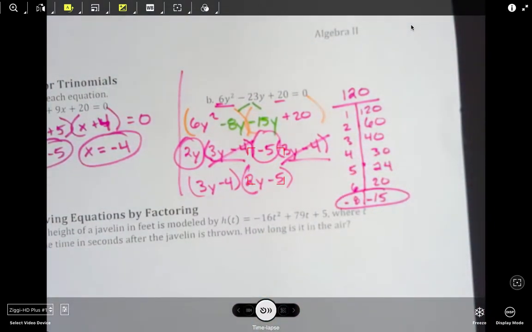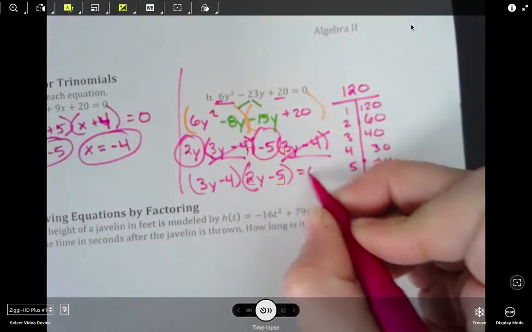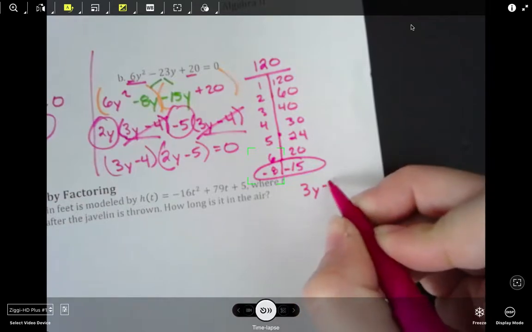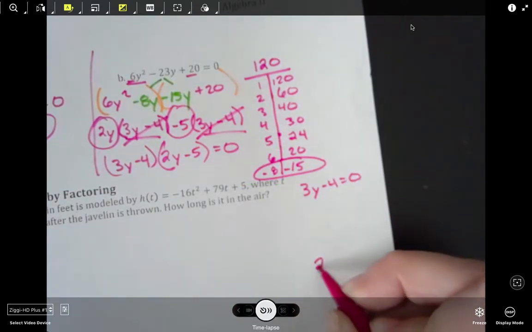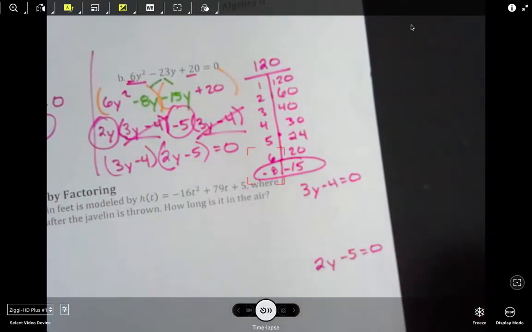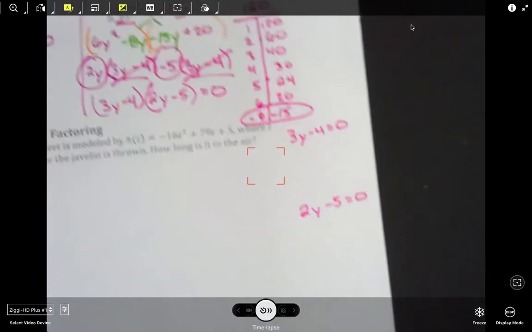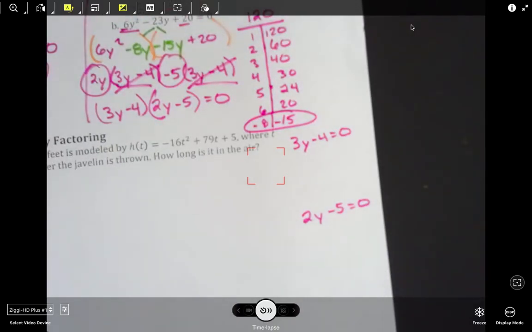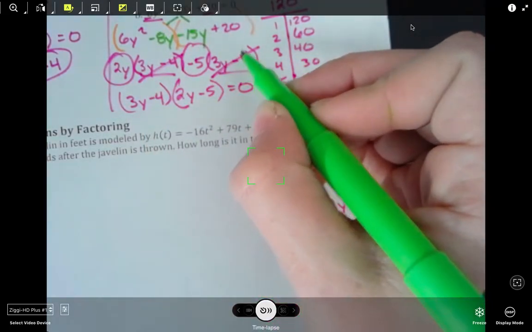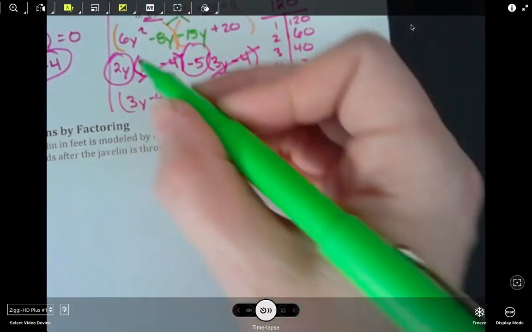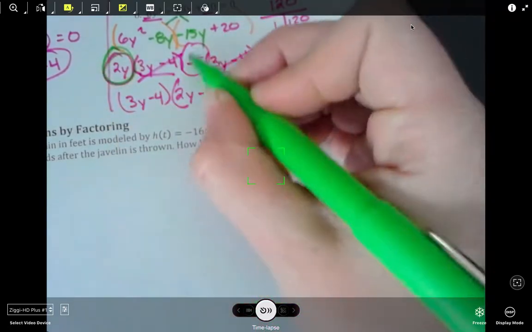2y minus 5. Okay? Now, we're almost done. Set equal to 0. 3y minus 4 equals 0. And 2y minus 5 equals 0. So the 3y minus 4s were what was in parentheses. We yanked that out. And left over is 2y minus 5.